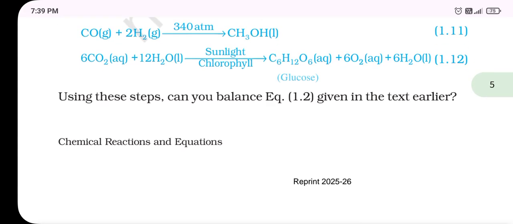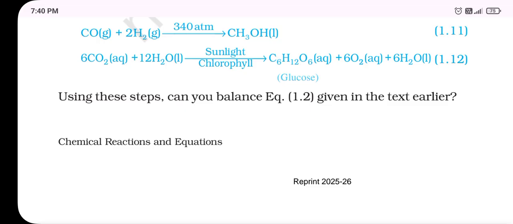Using these steps, can you balance equation 1.9? Actually this equation is already balanced. 6 carbon on the left side, 6 carbon on the right side. Hydrogen is 24 on the left side; glucose contains 12 hydrogen, and water contains 6 into 2, 12, so 12 plus 12 is 24. Hydrogen is balanced on the left and right sides.